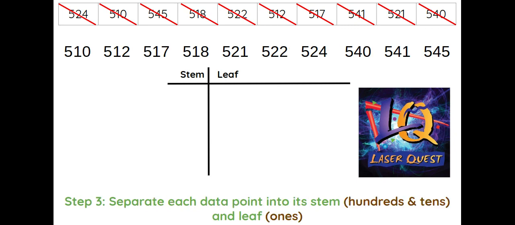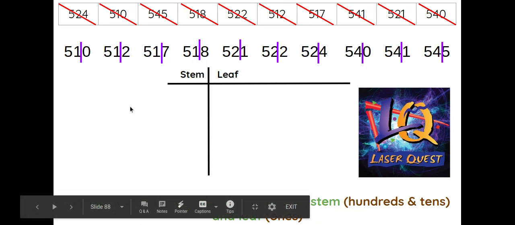For step 3, we're going to separate each data point into its stem, and in this case, the stem is going to be 2 digits. It's going to be the hundreds and the tens, and then also a leaf, which is just going to be the ones place. So 510 gets separated like this, and 512, 517, 518, 521, 522, 524, 540, 541, and 545. You'll see that they're all separated into a 2-digit stem and a 1-digit leaf.